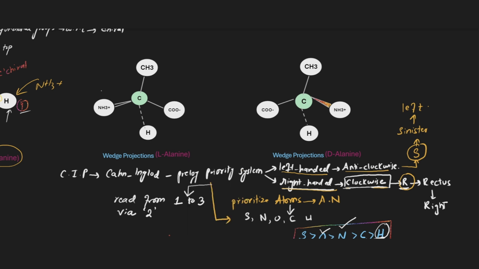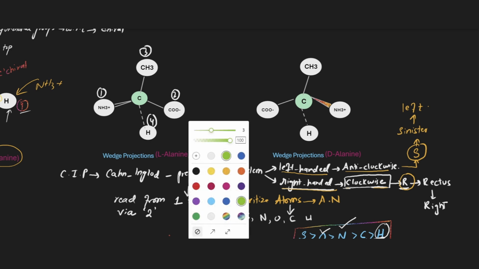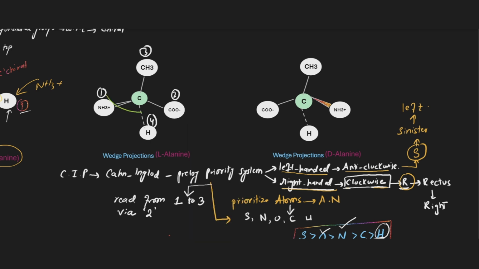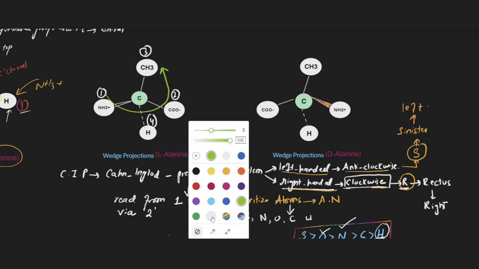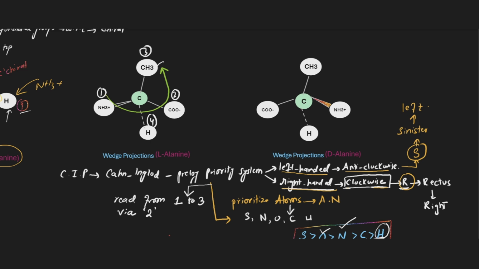Like we have given this amino group number 1, 4, this is second, and this one is third. Now, what you have to do, you have to move from 1 to 3 via 2. And now you will be looking at the arrowhead, at which point the arrowhead is moving in which direction. Either it is moving in the right direction or in the left direction. So in that case, it is moving in the left hand direction.